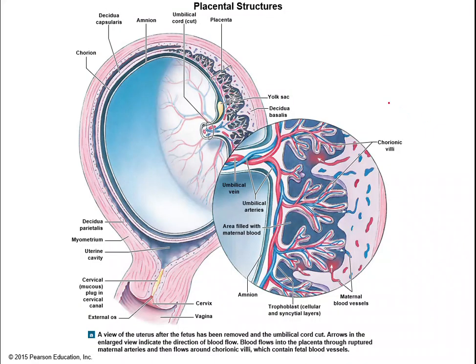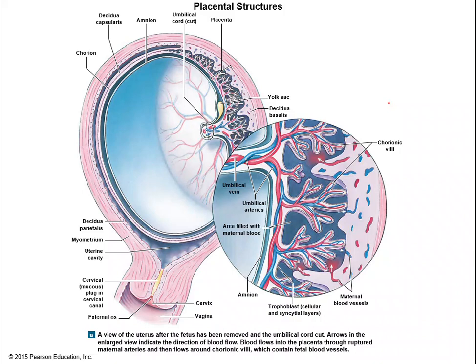Now we will focus on placenta formation. Remember that the placenta has two components to it. It has the fetal component and the maternal component. The placenta is important for nutrient exchange, waste elimination, hormone production, gas exchange between the maternal and the embryonic or fetal blood. Don't forget that.